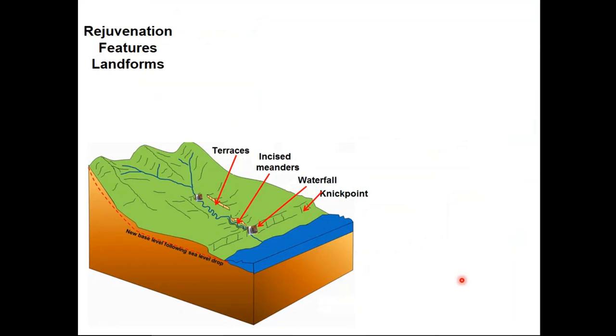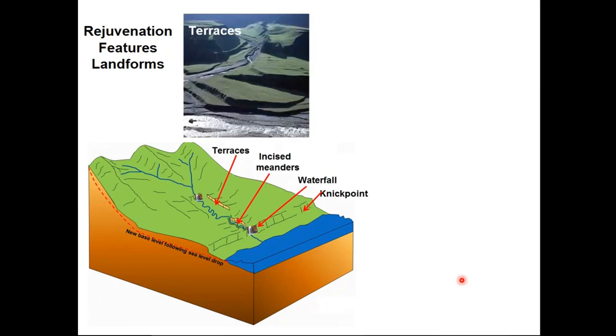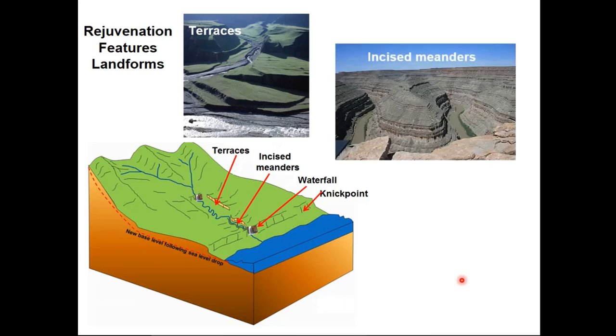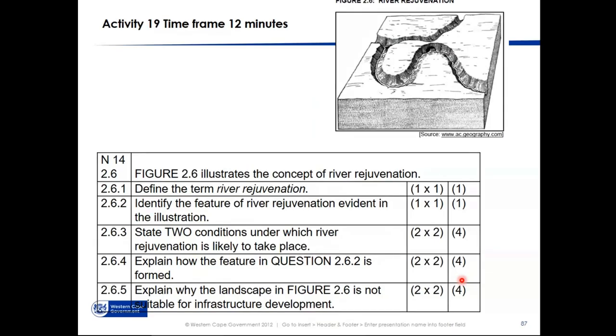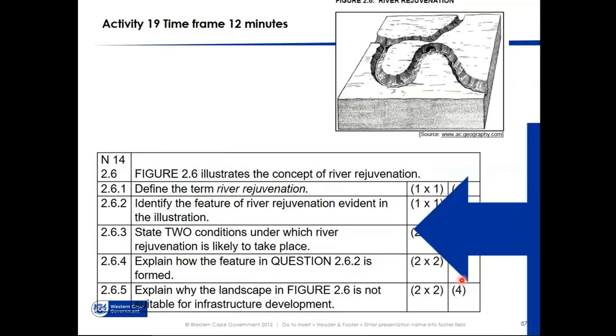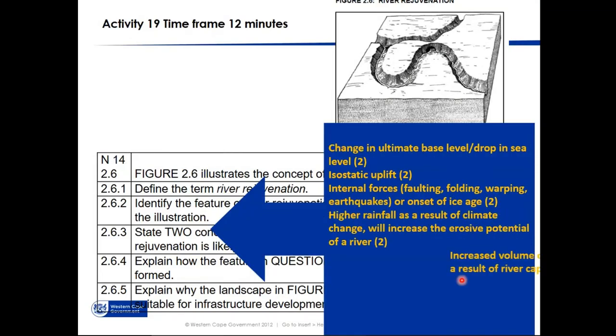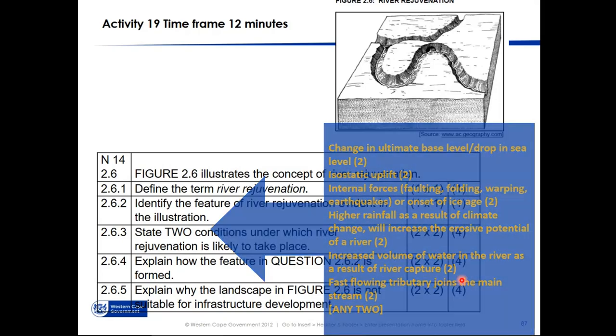Okay, terrace in size, waterfall, neck point. So what does it look like? I always say it's important that we know what it actually looks like in real life. There we've got terraces, there we've got incised meanders, okay, the Grand Canyon, or if we go to the Fish River Canyon, neck point waterfalls, and there's some of that we will send the answers to you later on. All right.